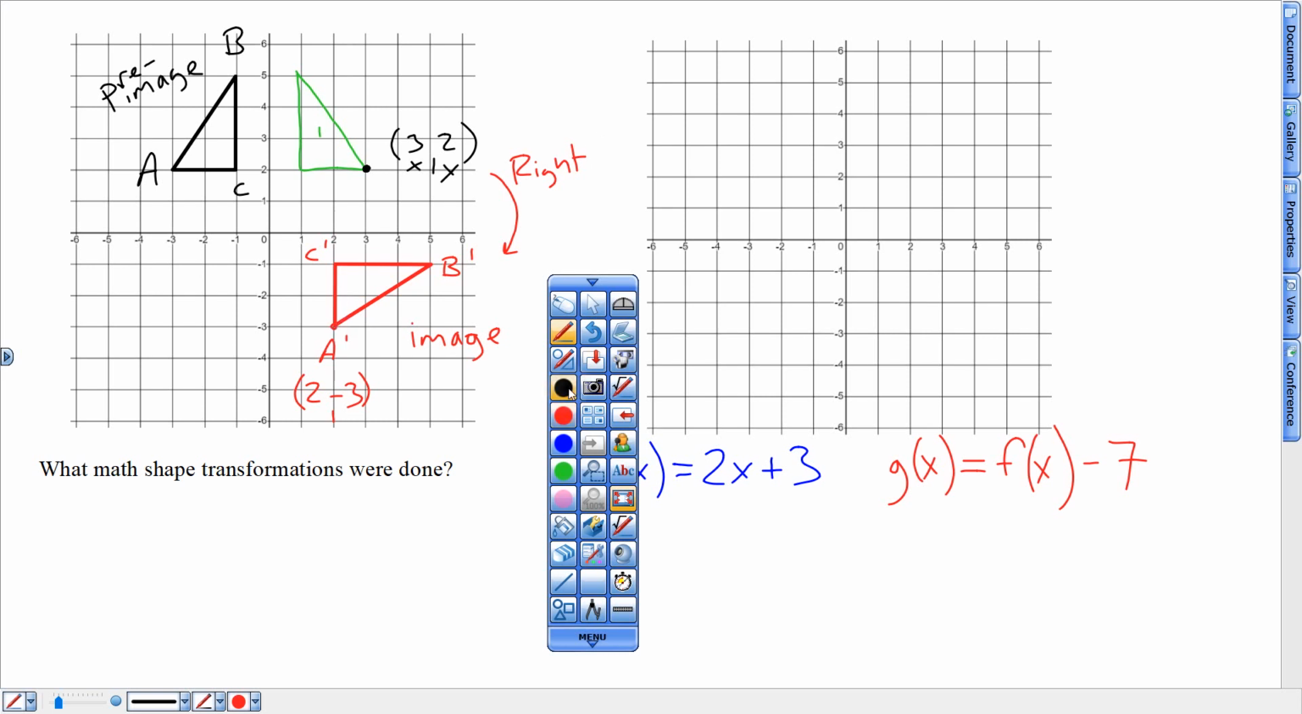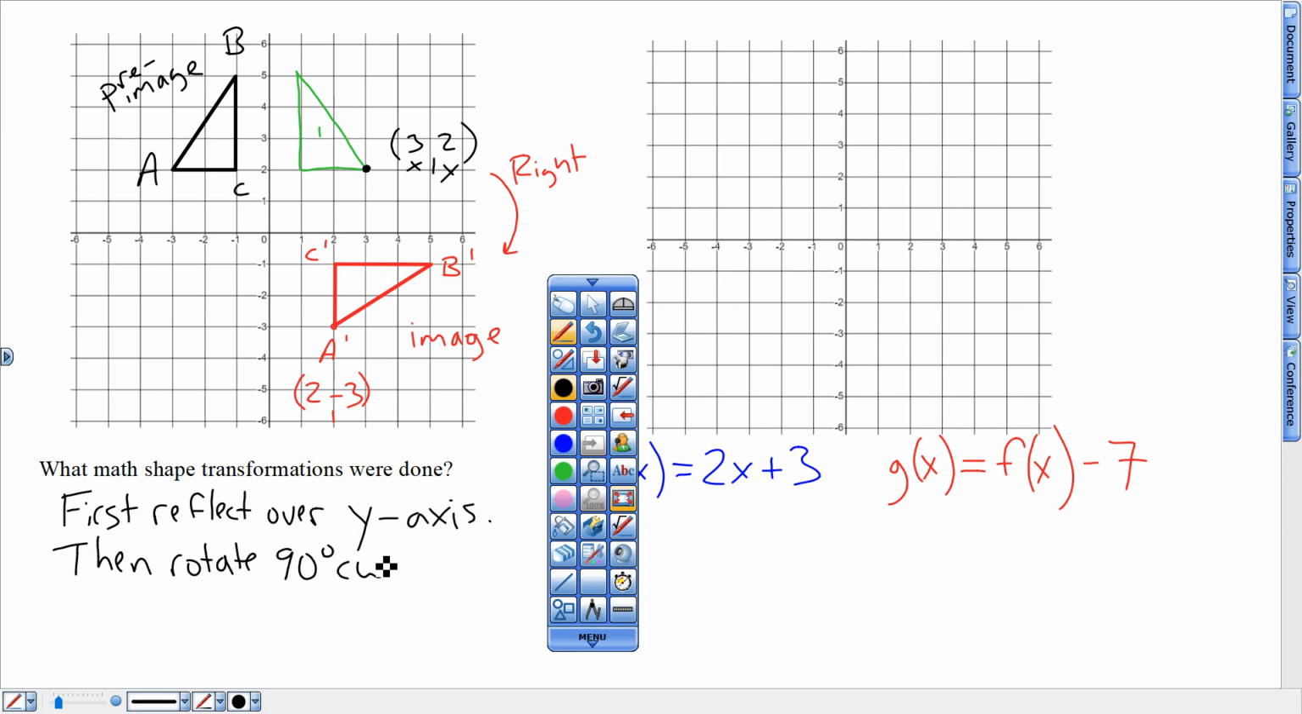So on your paper, I want you to write first, reflect over the y-axis, then rotate 90 degrees clockwise to the right about the origin.